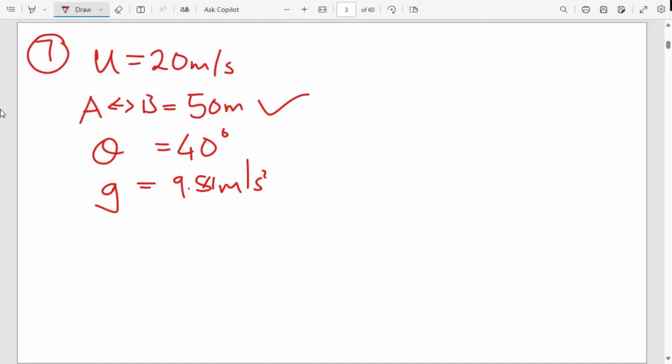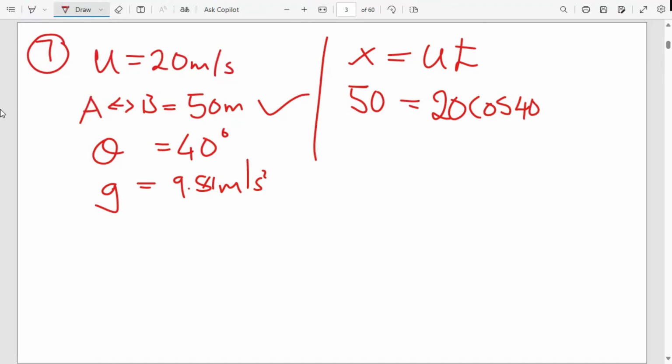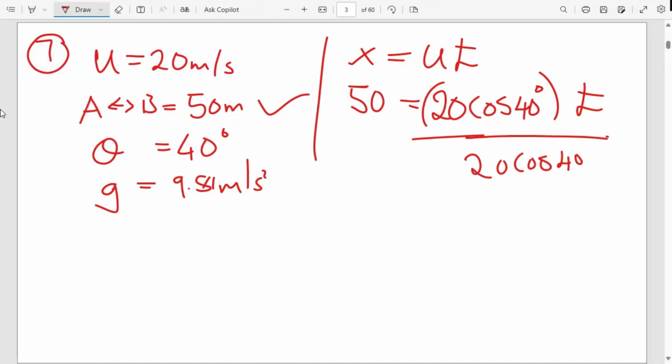Which formula are we going to use to find that? Displacement in the x will be equal to initial velocity multiplied by time. This is the formula that we've been using. We discard the last part of this equation because we know there's no acceleration in the x-axis. We've already been given the displacement in the x, and this will be equal to the initial velocity, which is in the x-axis, so 20 cos 40 degrees, multiplied by the time that we're looking for. So we divide both sides by 20 cos 40 degrees.